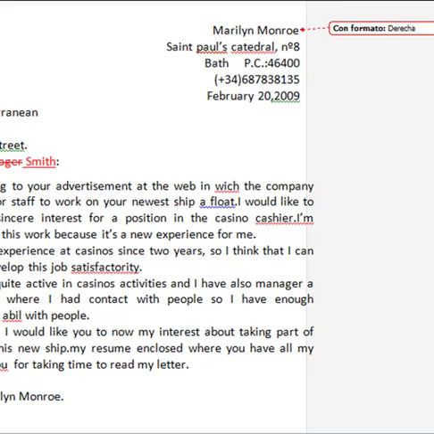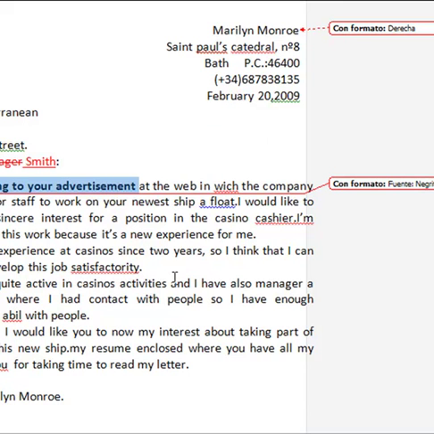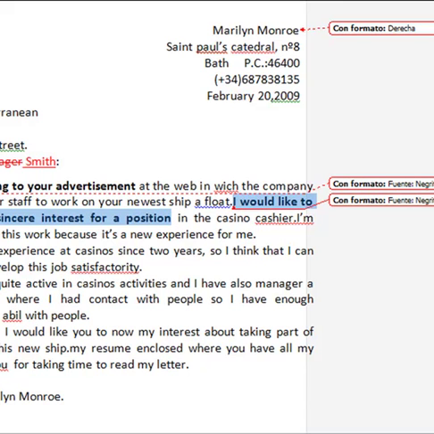Then with regard to the opening paragraph, the student chose 2 different sentences to express the same thing: I am responding to your advertisement, and I would like to express my sincere interest. These 2 sentences express the same thing, and there is a sort of repetition in this type of text. It is true that we must express the position and our interest and so on, but there must not be a repetition of sentences saying the same thing.